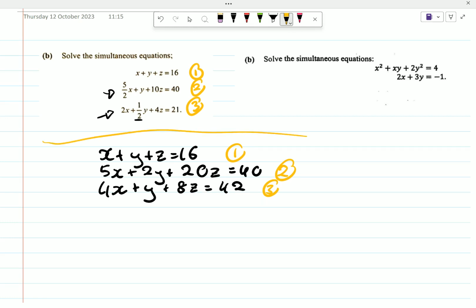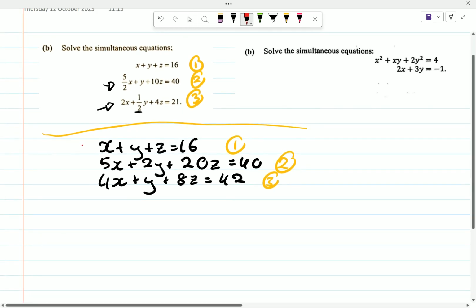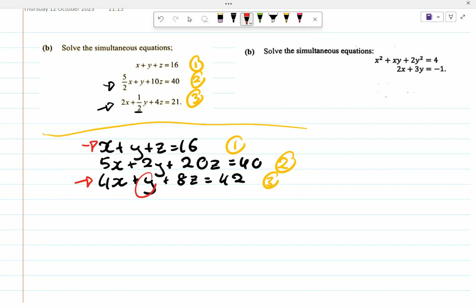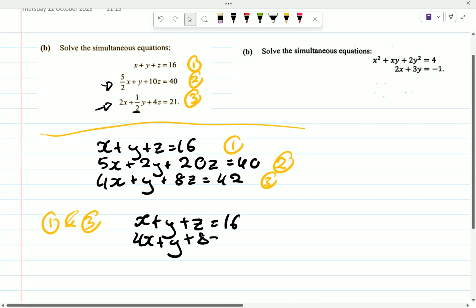So our process for three-way simultaneous equations is always the same. Pick any two equations. You can pick 1 and 2, 1 and 3, whatever. Just any two. If we take a look at our equations, this one's probably closer to this one if we want to cancel the y's. That's what's standing out to me anyway. So let's just take equation 1 and equation 3 and rewrite them. x plus y plus z is equal to 16. 4x plus y plus 8z is equal to 42.